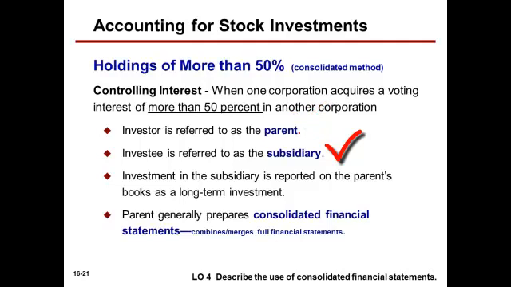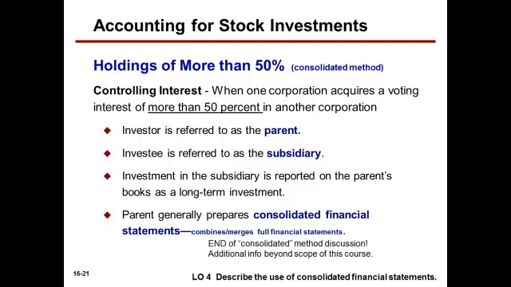The investment in the subsidiary is reported on the parent's books as a long-term investment, and the parent generally prepares consolidated financial statements. It combines or merges the full financial statements of both the entities. This is the end of the discussion on the consolidated method. Additional information is beyond the scope of this course.